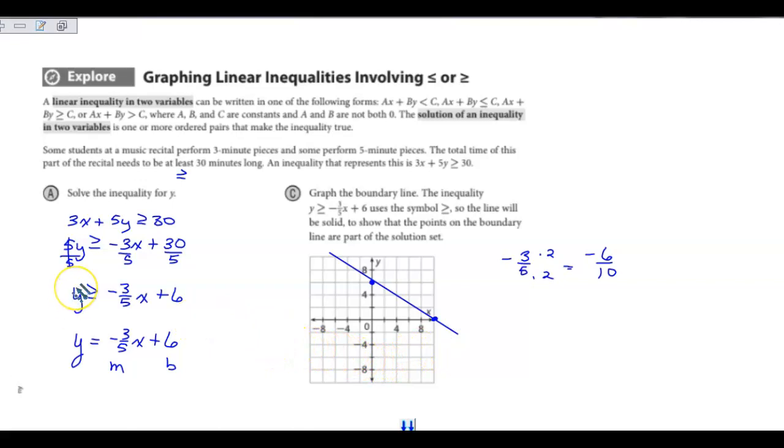One of the things to remember is when we have greater than or equal to, or less than or equal to, it's going to be a solid line. So when I drew this, I drew a solid line. If I had had greater than or less than, then it would be a dashed or dotted line.